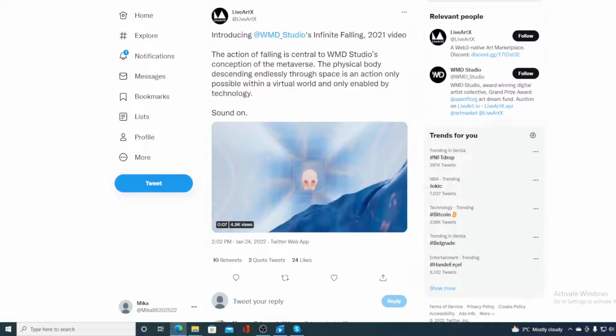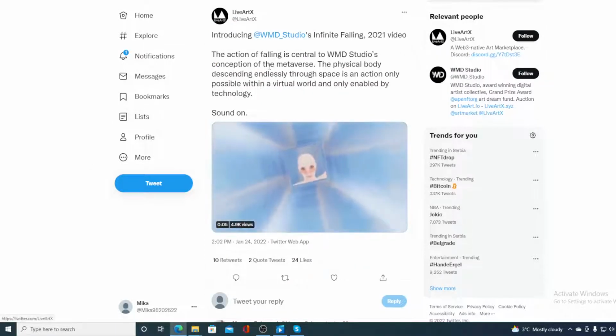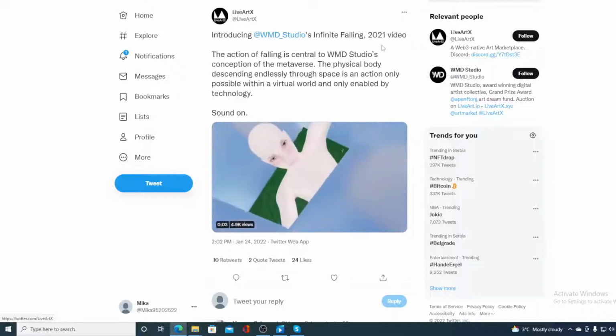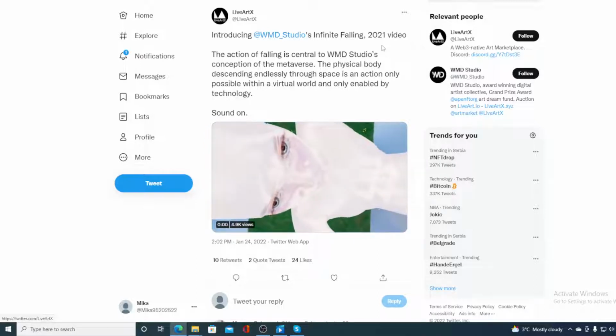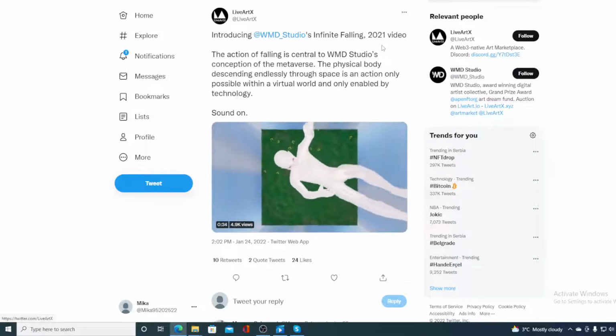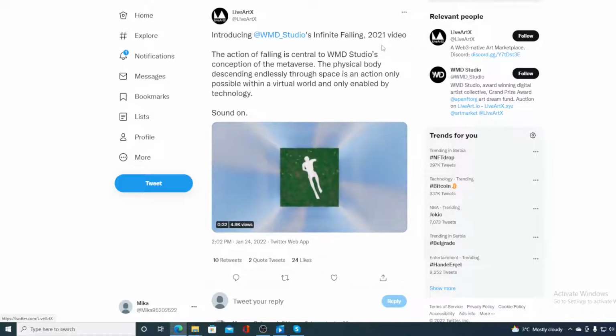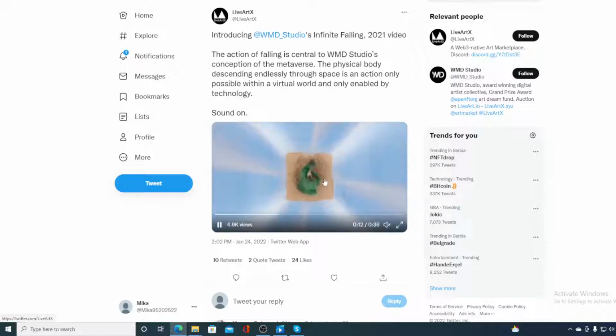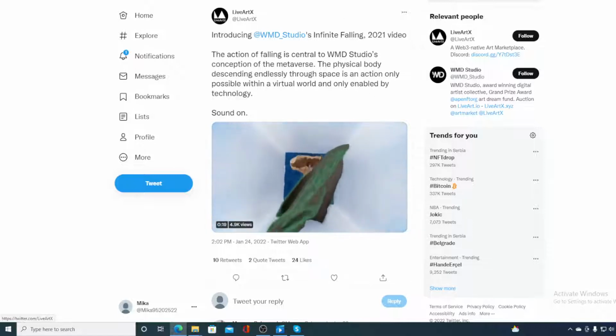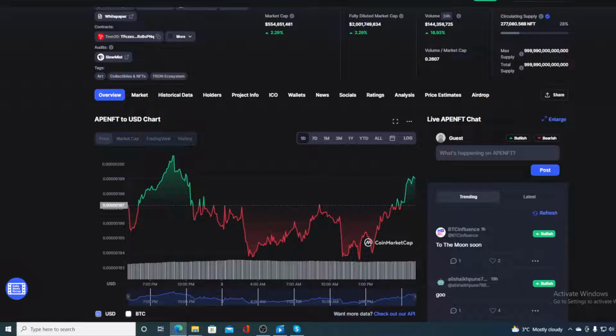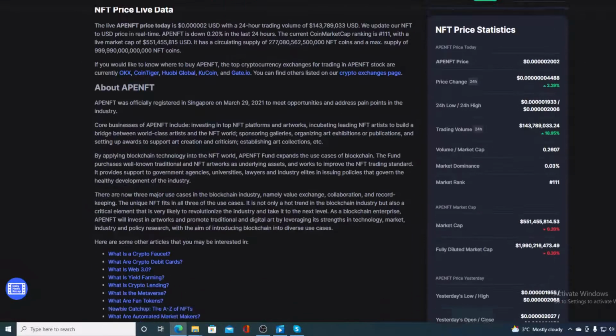Check this out, folks. The action of falling into the central of BDM Studios' conception of the metaverse. The physical body descending endlessly through space is an action only possible within a virtual world and only ended by technology. Can you see this, guys? Imagine we had a bigger screen on this. That would be awesome.